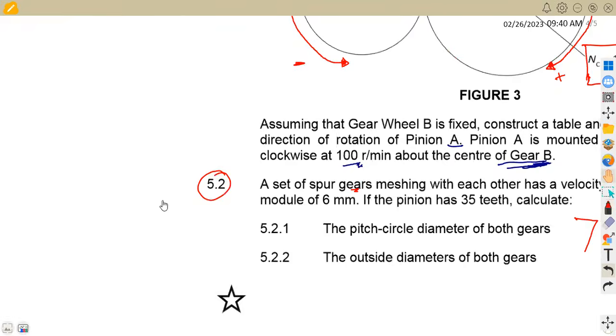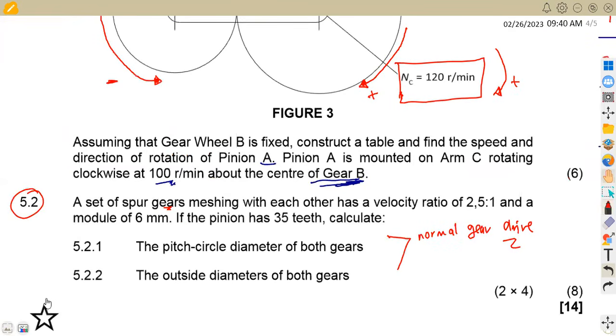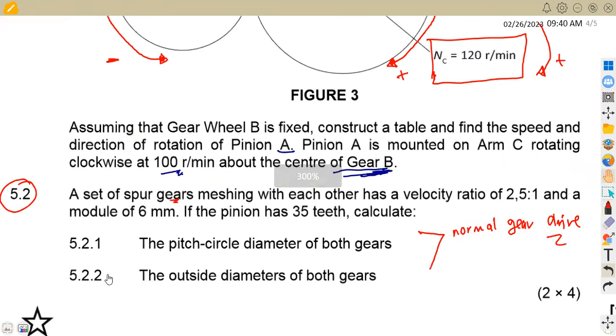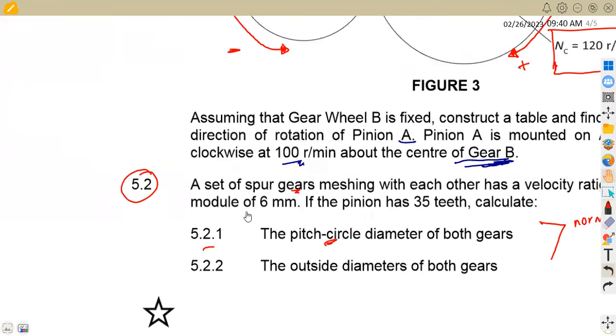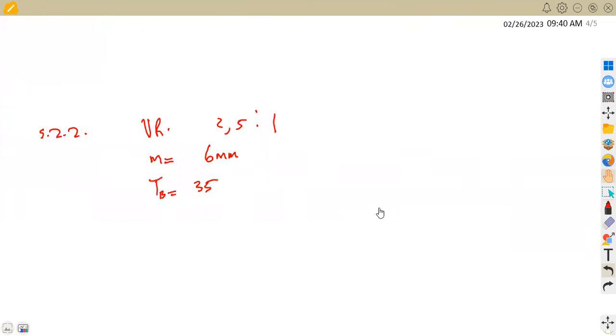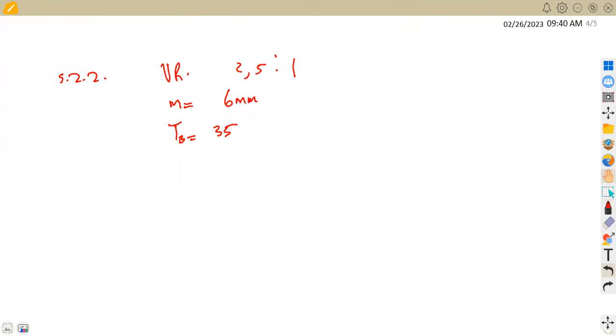And the question is, from this information, we are asked to calculate the pitch circle diameter of both gears. So take note, this is pitch circle diameter. Like I said, guys, we are supposed to know all the formulas for these gears. So remember that the module is equivalent to the pitch circle diameter over T, which is the number of teeth.